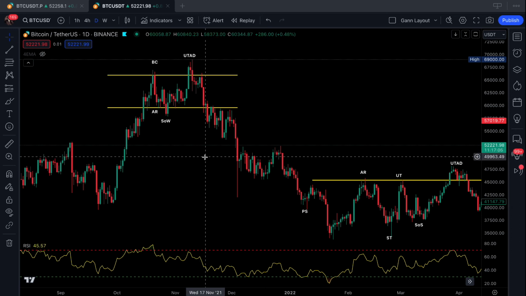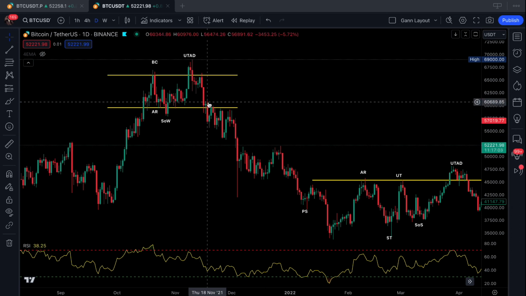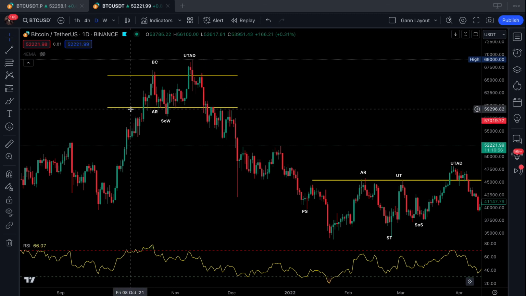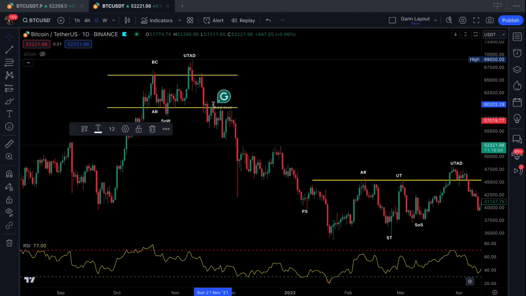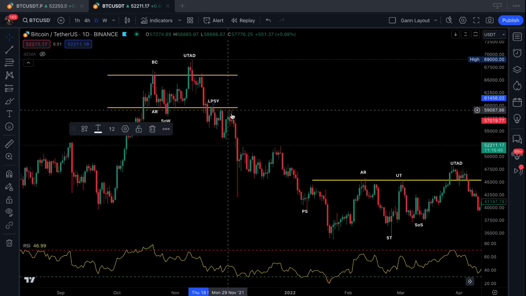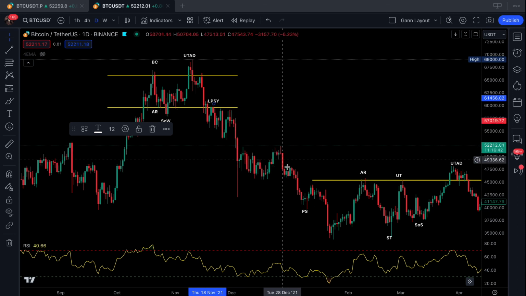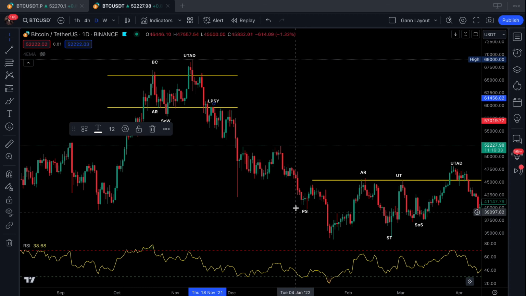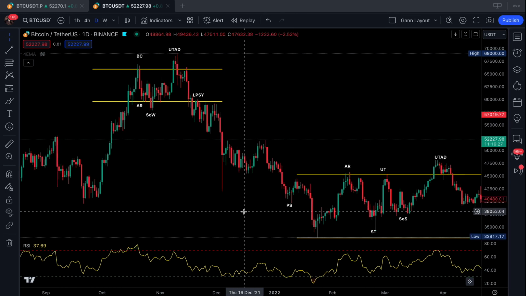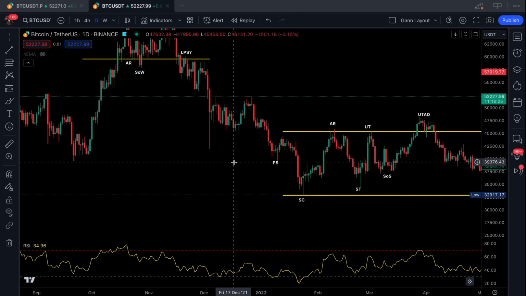Secondary test, drop, tries to get back above the range again, drop, okay, last point of supply, and markdown, and price is going down, going down, until a preliminary support. What happened here? The downtrend is arrested a little bit. At what price? 39K.